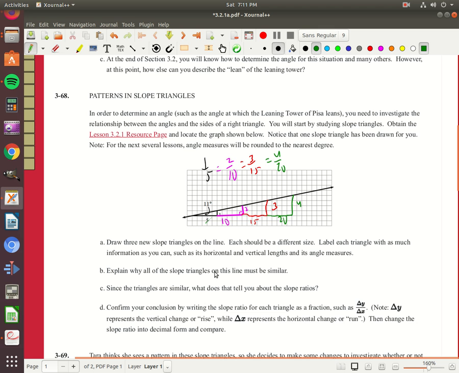It says explain why all the slope triangles must be similar. Well, because they all have this 11 degree angle here and the 90 degree angle here. So we have angle similarity. Since the triangles are similar, what does that tell you about the slope ratios? Well, the slope ratios must all be the same because they're similar. So it says confirm your conclusion by writing the slope ratio for each triangle. Well, I did. I went rise over run. Up 1 over 5, up 2 over 10, up 3 over 15, up 4 over 20, and we did confirm that they're all the same.